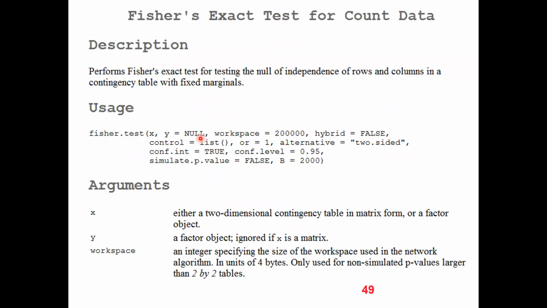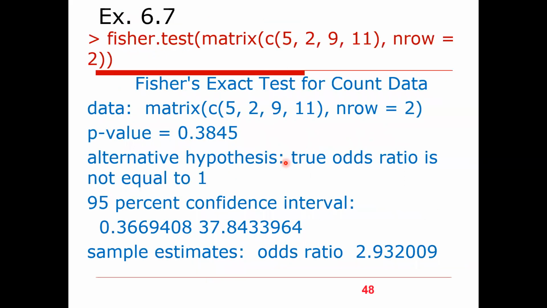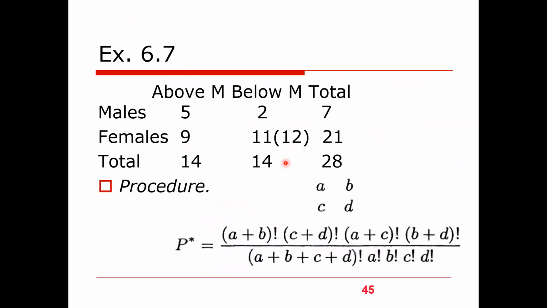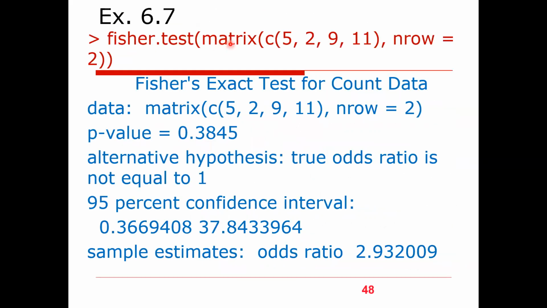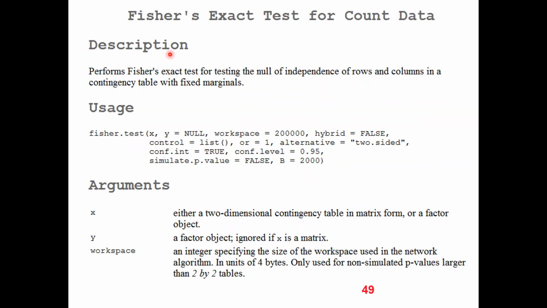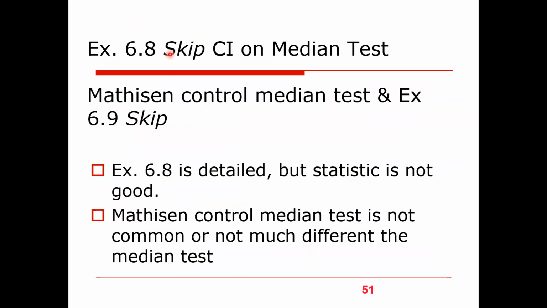So here are more descriptions about the Fisher's exact test function. You need this function to do your homework 6 for problem 6.2. You need fisher.test in R, and you need to convert problem 6.2 into a matrix like this to get A, B, C, and D, and then use Fisher's test to do the problem. All right.